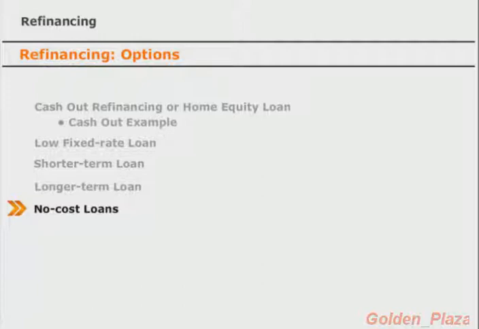No-cost loans will always carry a slightly higher rate than a loan that does not pay your costs. A no-cost loan is the better strategy if you plan to keep your loan only for the next 2.5 to 3 years.